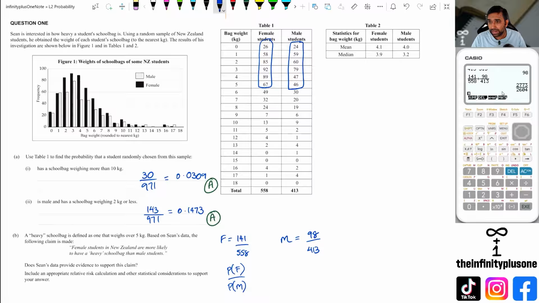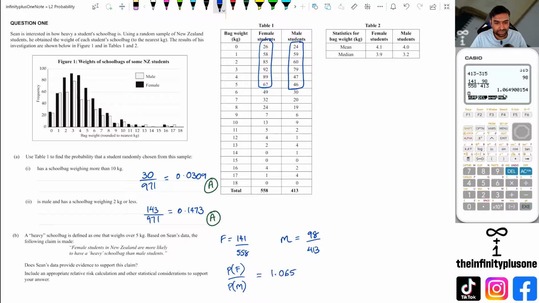So I'm getting a fraction here, and what you can do is click on S to D and convert that to a decimal. So that means our relative risk here is 1.065. Now, does this provide evidence to support this claim? Unfortunately, it's only 6% more.